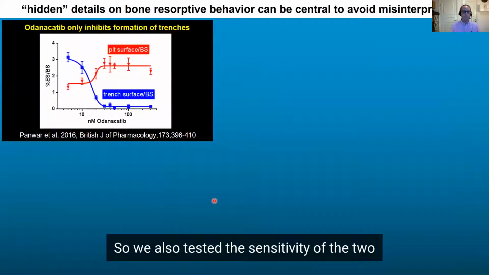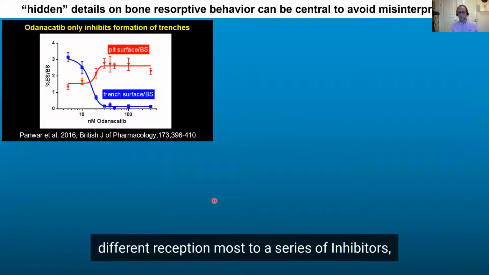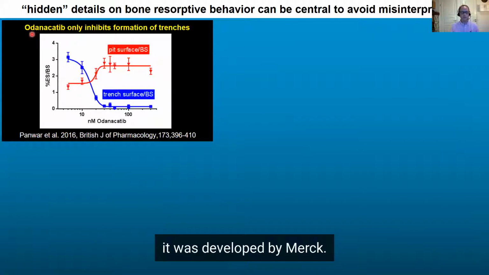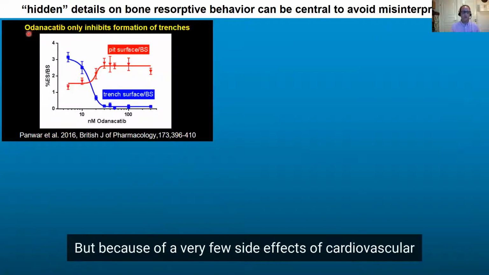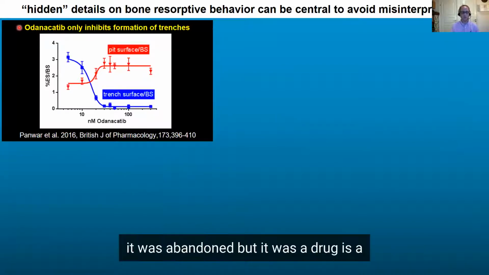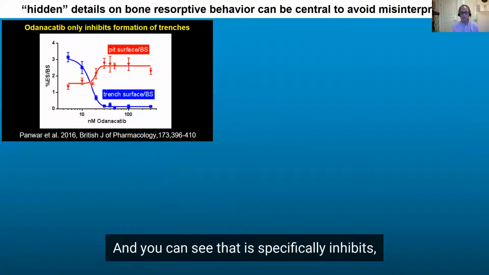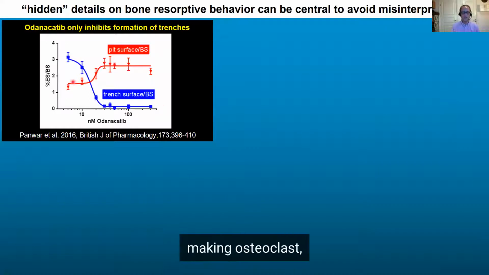So we also tested the sensitivity of the two different resorption modes to a series of inhibitors. Odanacatib is a drug that maybe some of you will know. It was developed by Merck and came into phase 3 clinical trial, and it finished the trial, but because of a very few side effects of cardiovascular nature, it was abandoned. But it is a drug that is targeting specifically cathepsin K. And here you can see that it specifically inhibits the trench-making osteoclasts, not those making pits.